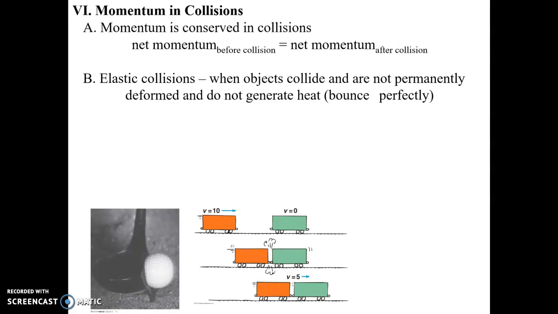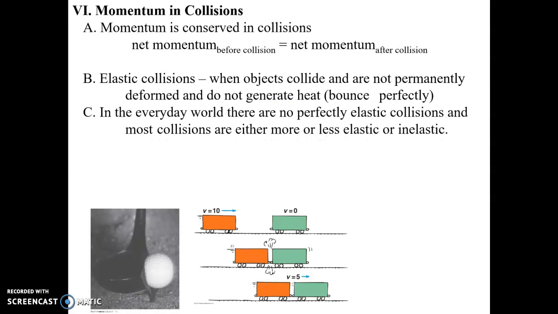Okay, and most balls that we hit, tennis balls, squash balls, racquetballs, golf balls, are going to be like that. They are not permanently deformed, but they do generate some heat. So they're not perfectly elastic, but they're pretty doggone close. In the everyday world, there are no collisions that are perfectly elastic, and there are no collisions that are perfectly inelastic, which we'll talk about in a minute. Usually it's kind of in between. So we'll say this collision is more elastic or mostly elastic. So generally we just say this is an elastic collision because it's more elastic than inelastic, or this one's inelastic because it's more like an inelastic than an elastic one, okay?